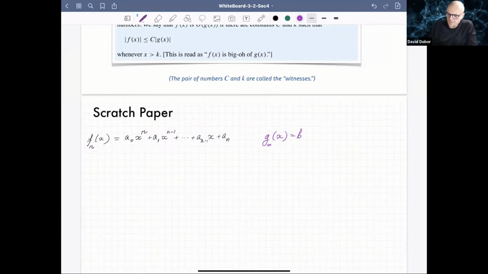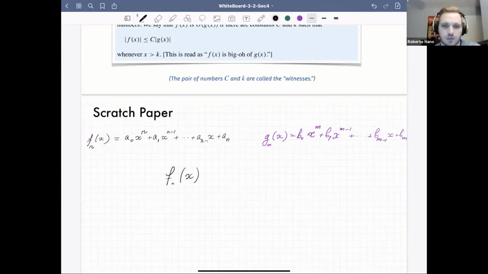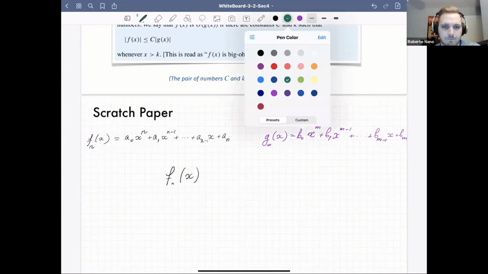So here you have this guy has its own constants, like x to the m, and so on. E1 x to the m minus 1 and so on, right? So you have two polynomials. Now, when is one big O of the other? So when m is less than n. Yes, exactly.